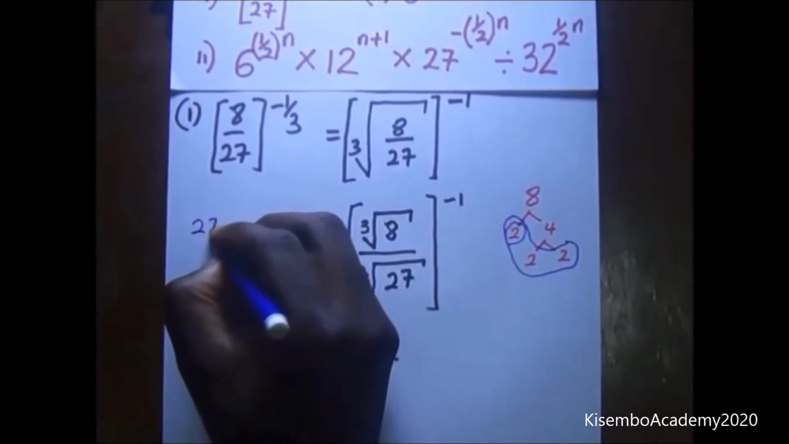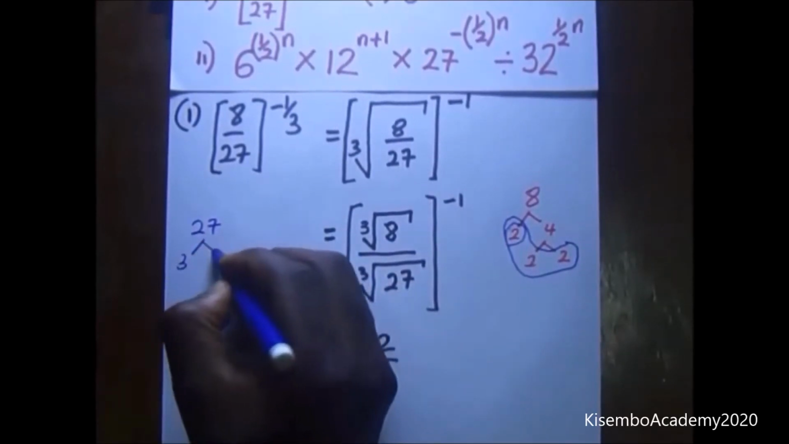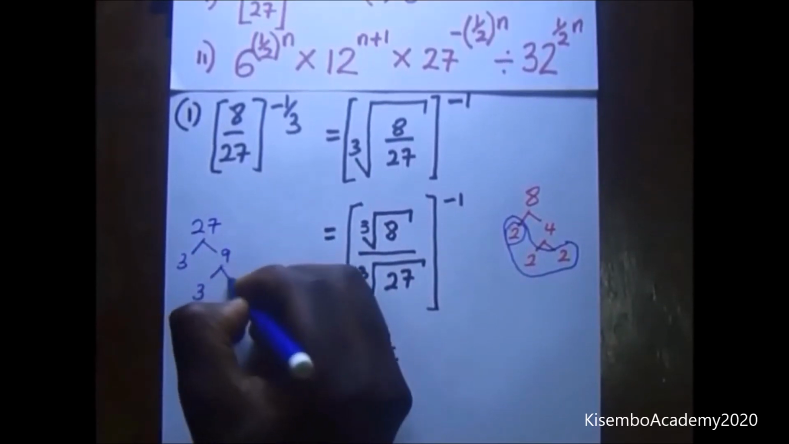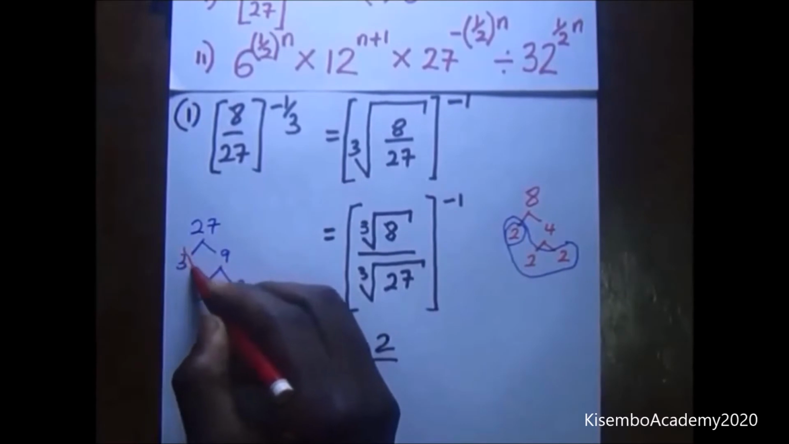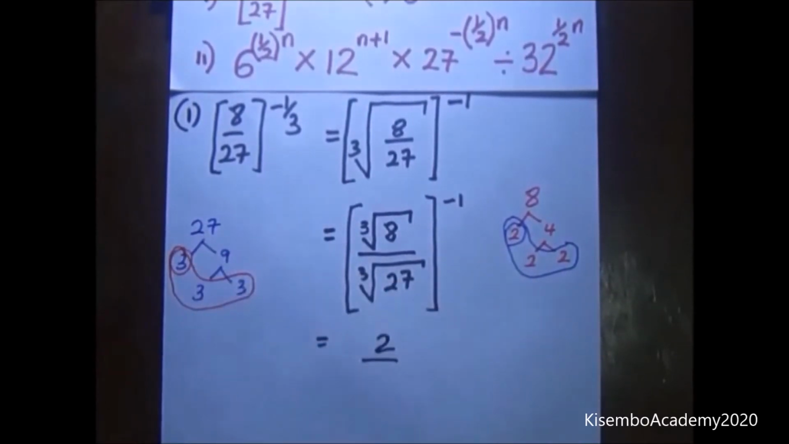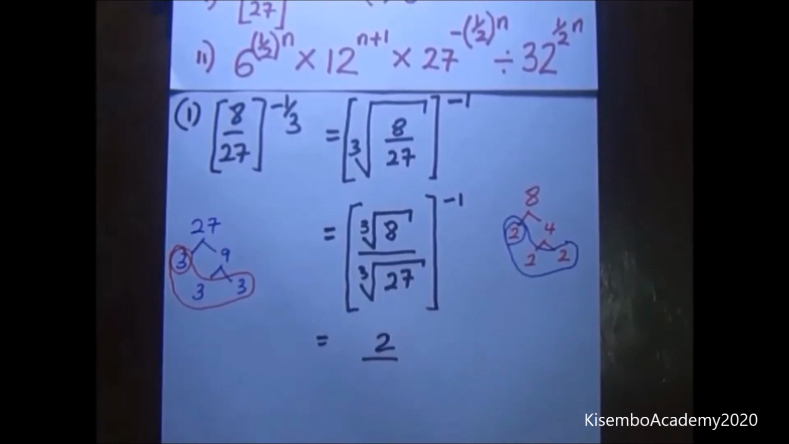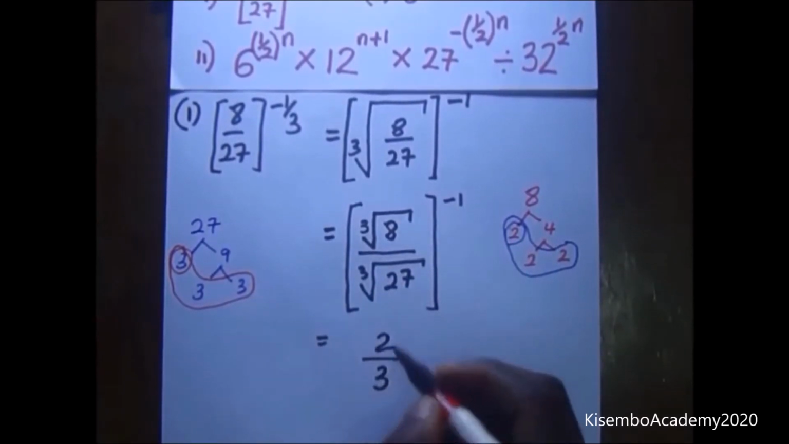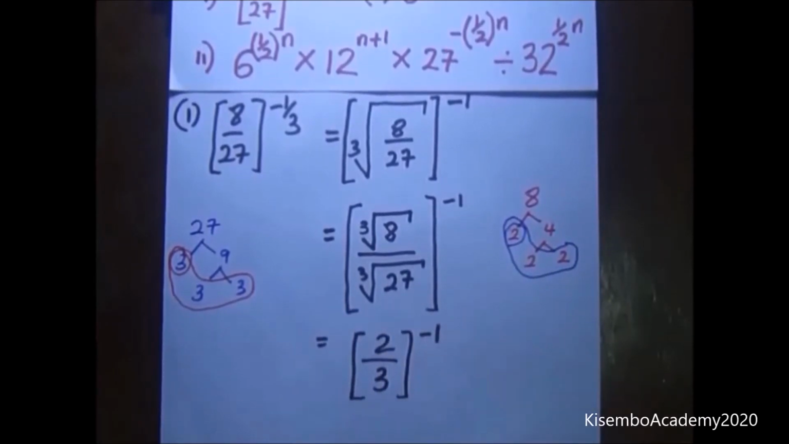We prime factorize 27 by 3. We have 9 by 3. We have 3. So when we group these factors into groups of 3 and just choose one out, that means that the third root of 27 is 3. So it's going to be 2 over 3, all this to the power -1.